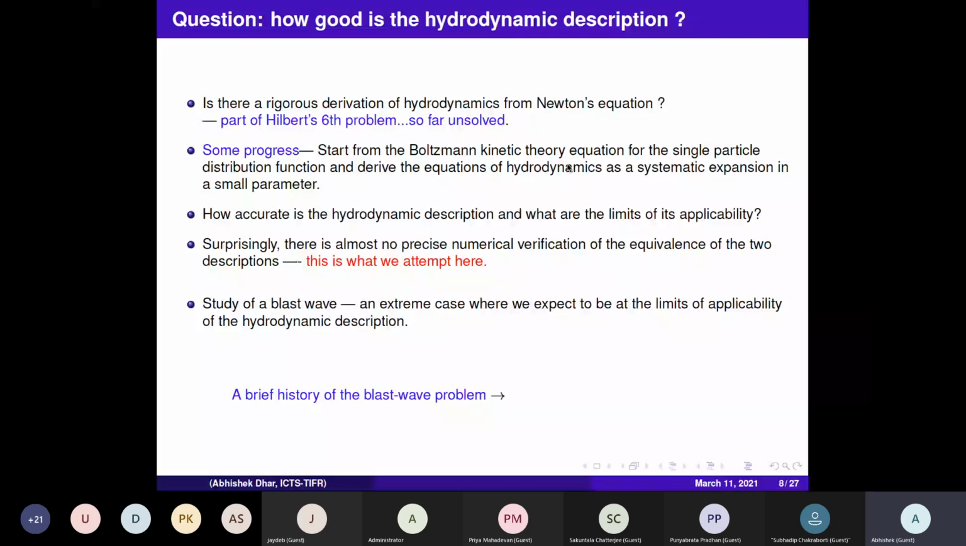Now, one other question that we want to ask is how accurate this hydrodynamic description is, and where there are situations where it might break down. Surprisingly, there are not many precise numerical verifications of this equivalence. And this is exactly what we want to do here. What we'll study is this blast wave problem, which is like looking at a bomb blast. It's an extreme example where you might think that you have sharp fronts and discontinuities, so maybe the hydrodynamic description might break down, right? So this is what we want to look at.